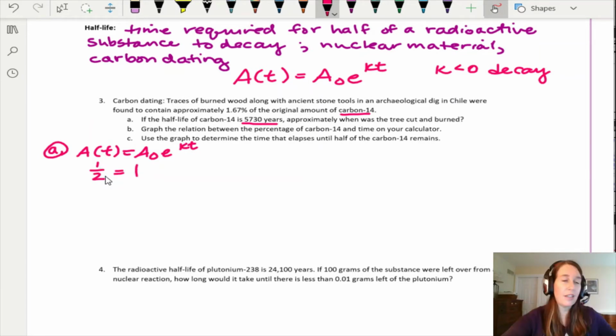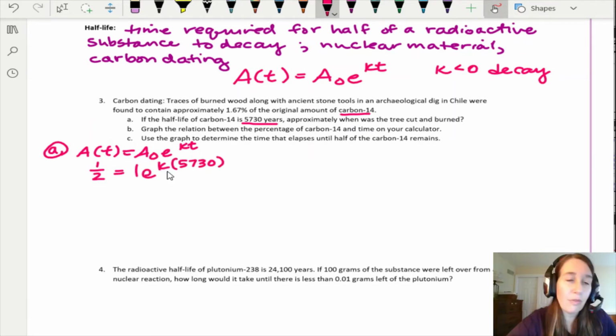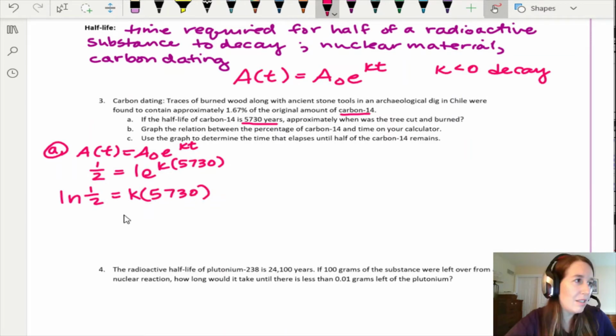It's kind of opposite the doubling problems that we just did, right? Because this is half-life: e to the k, and then the t is 5,730. Instead of looking for the doubling rate, we're looking for the half-life rate. The process is the same though. We can take the natural log of a half and set that equal to k times 5,730. So k is equal to the natural log of a half divided by 5,730.